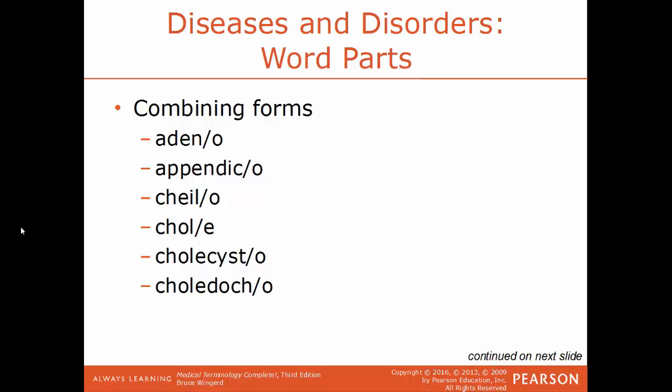Col is a reference to the bile. Cholecysto is a reference to the gallbladder. Colodoco is a reference to the common bile duct.